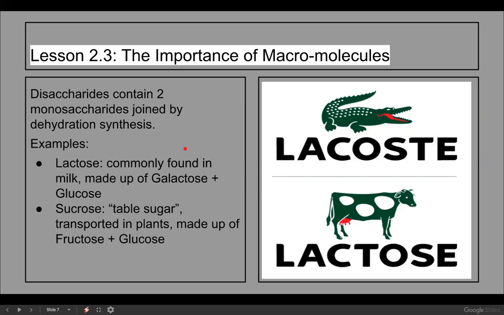Disaccharides contain two monosaccharides joined together through dehydration synthesis or condensation. Lactose, commonly found in milk, is made up of a galactose plus a glucose monomer. Sucrose, table sugar, transported in plants, is made up of fructose and glucose.